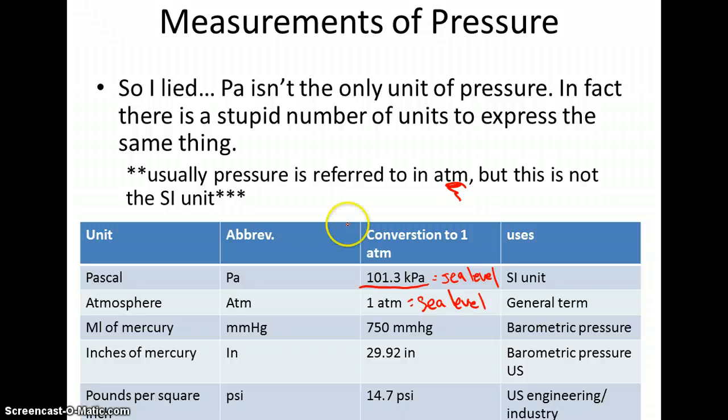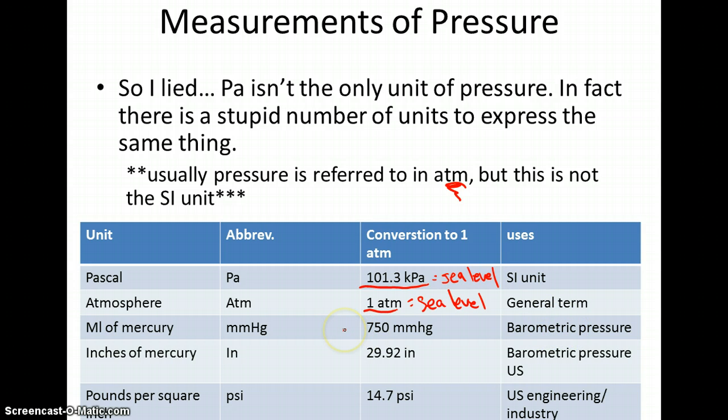What I've got here for you is a table of conversions. This is also in your book. We've been talking about the pascal, and these are the conversions to 1 atmosphere. The interesting thing I want you to note here is that this 101.3 kilopascals, we've talked about that as being the pressure at sea level. Also note that the pressure at sea level is 1 atmosphere. So you can see that atmospheric pressure is a lot more intuitive than things like kilopascals, which is also why we use this. This is our general term.